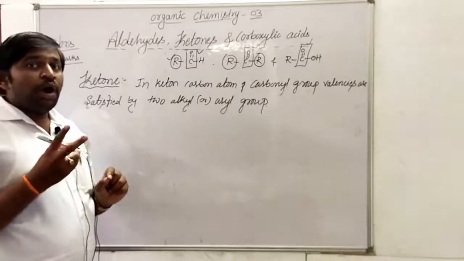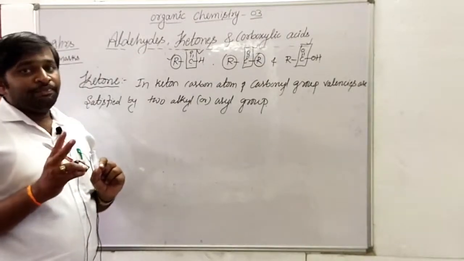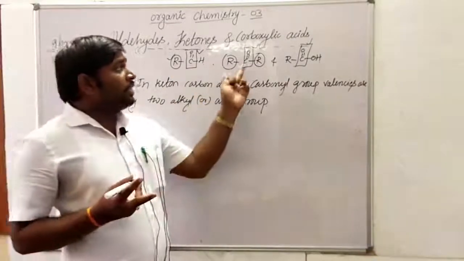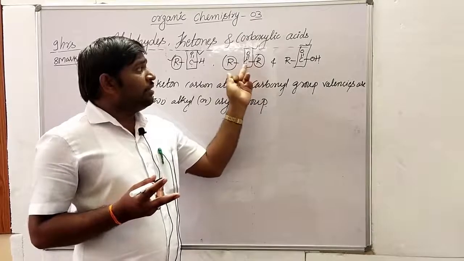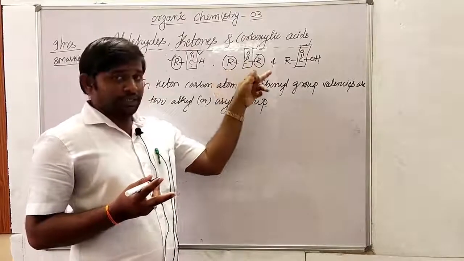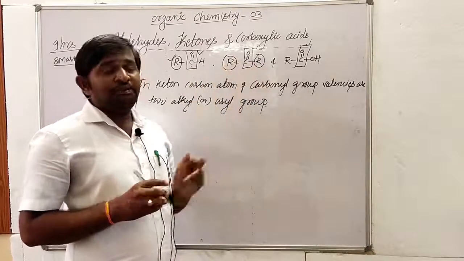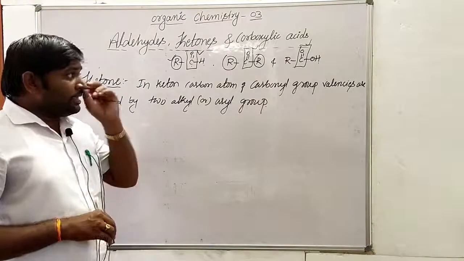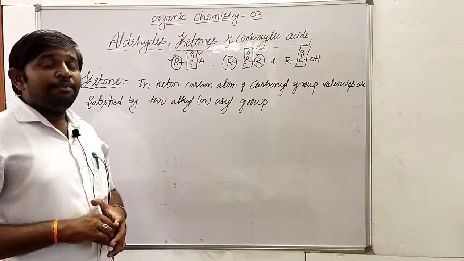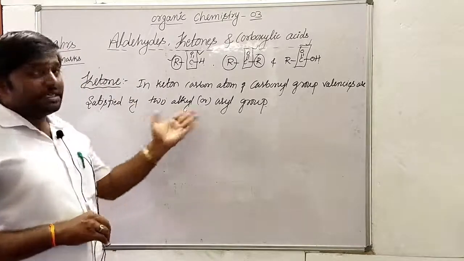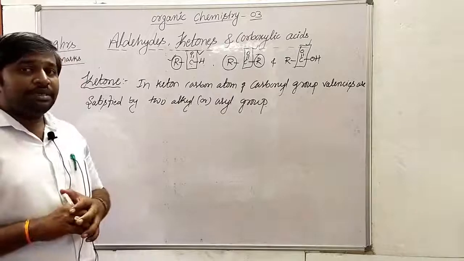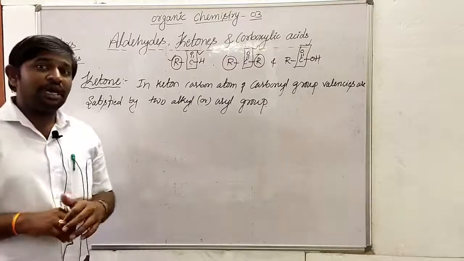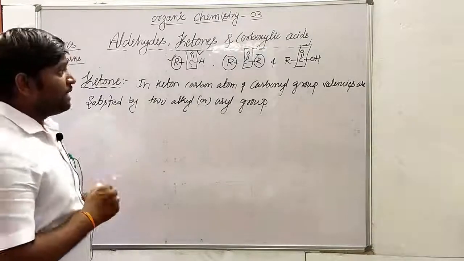In that case the two alkyl or aryl groups are the same, so it is a simple or symmetric ketone. In case the two alkyl groups substituted on this carbonyl carbon atom are different, then it is a mixed ketone or unsymmetrical ketone. Now let us consider what we mean by simple or mixed ketones, with an example.